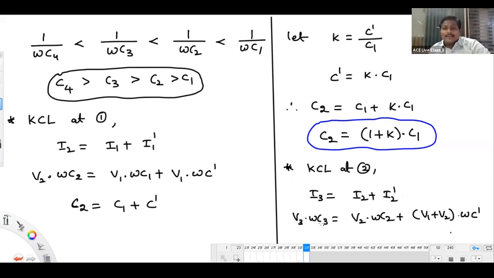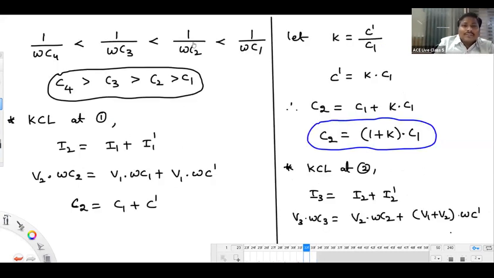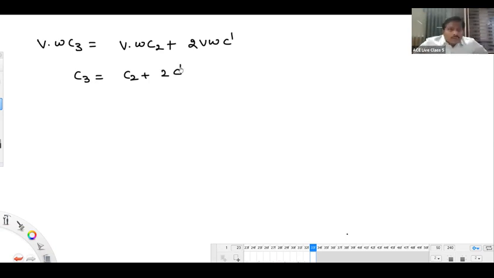You see that V1, V2, V3 are equal. So let's rewrite this. The first term is V omega C3, the second term is V omega C2, and the next term is 2V omega C dash. V omega cancels out and you get C3 equals C2 plus 2C dash.